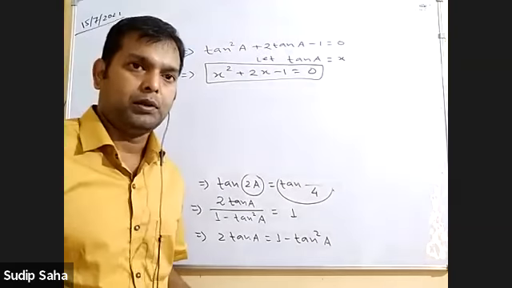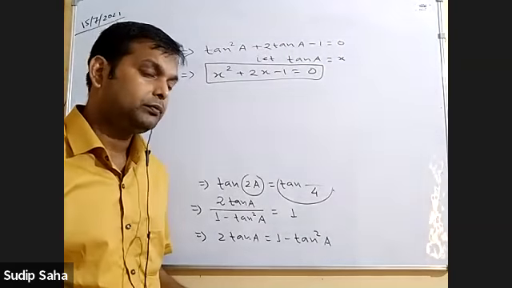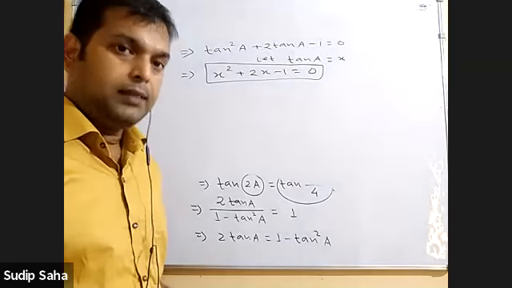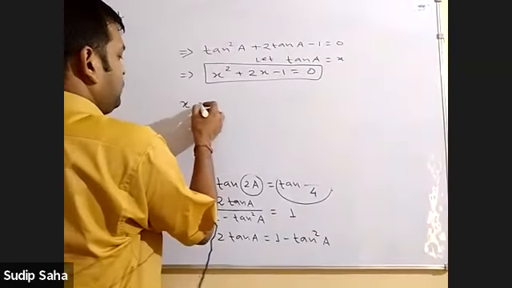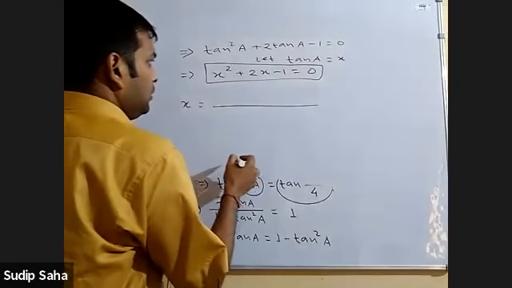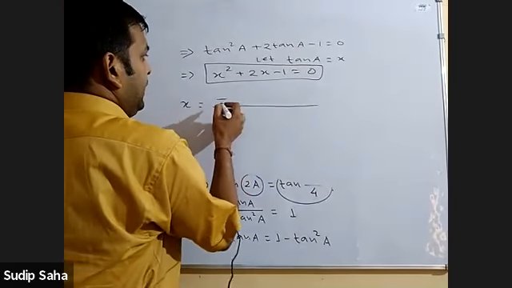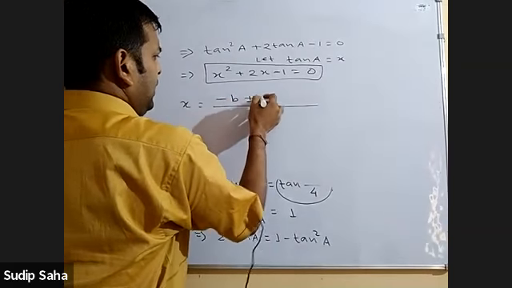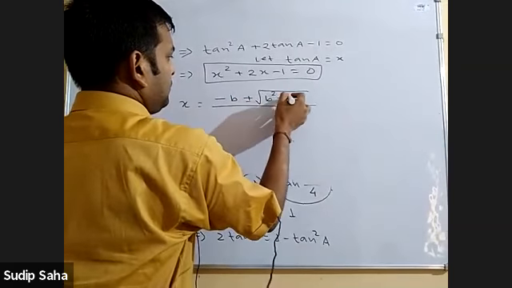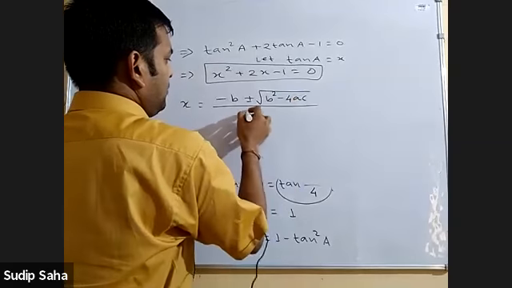How to find the root? What is the name of that formula? Quadratic formula. Can you tell me what was that quadratic formula? x equal to minus b plus minus root over b square minus 4ac, divided by twice a.